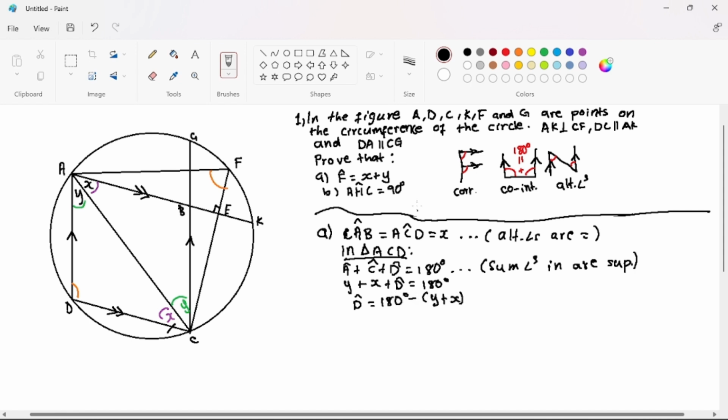Since we have found this angle, we are going to represent it on our diagram. So it's basically 180 minus (x plus y). And then we are going to say angle D plus angle F must give us 180 degrees. So your reasoning is going to be opposite interior angles of a cyclic quadrilateral are supplementary.